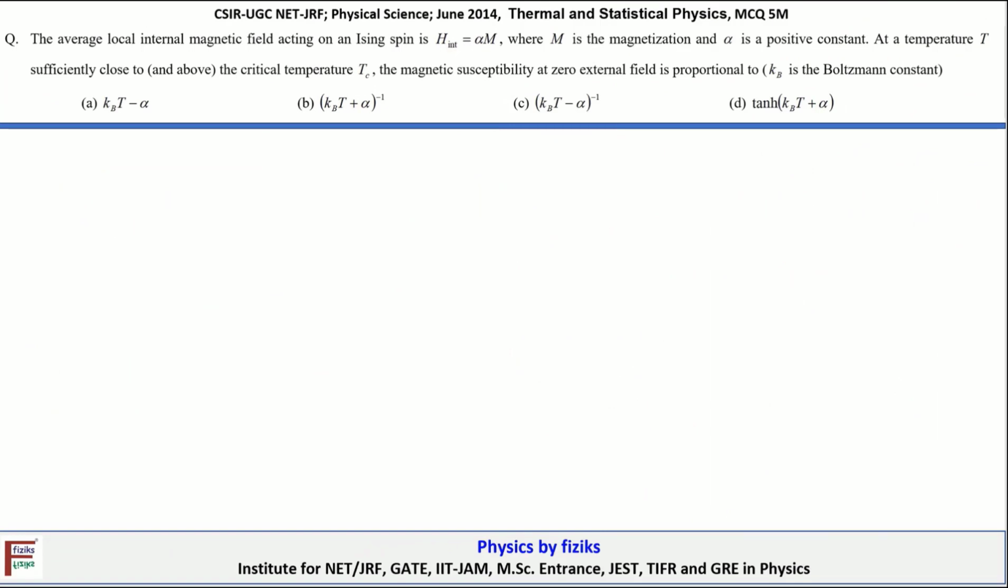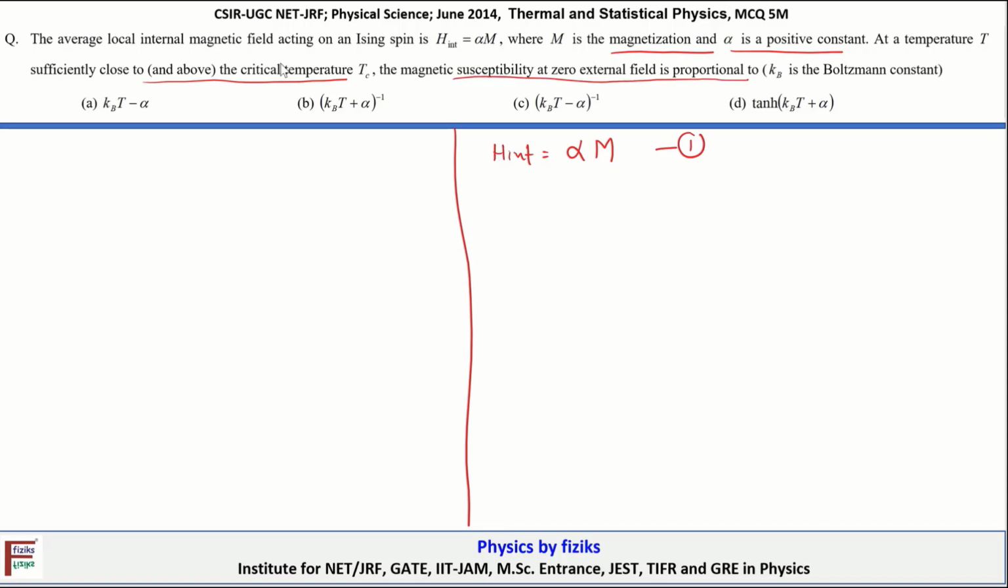Let's continue with the next problem. The average local internal magnetic field acting on an Ising spin is given as, okay, so here we are given the average local magnetic field as H internal is equal to alpha m, where m is the magnetization and alpha is a positive constant. At a temperature T which is sufficiently close to and above the critical temperature Tc, the magnetic susceptibility at zero external field is proportional to. Because we are talking about the magnetic susceptibility, somehow we have to bring into the picture the external field B.